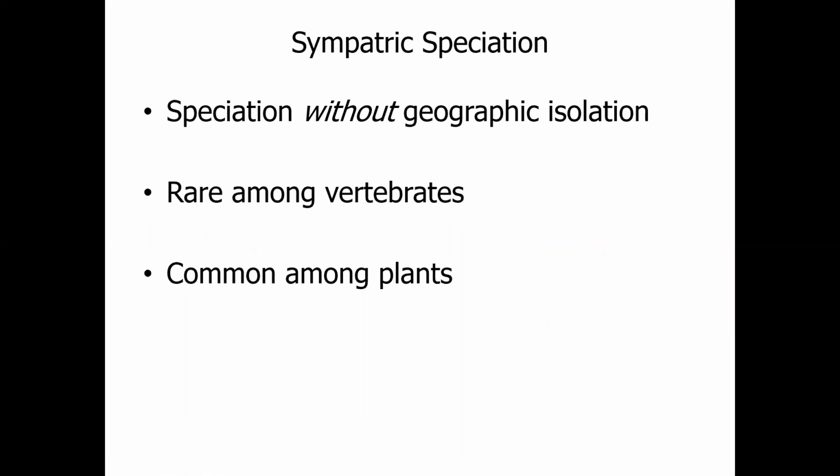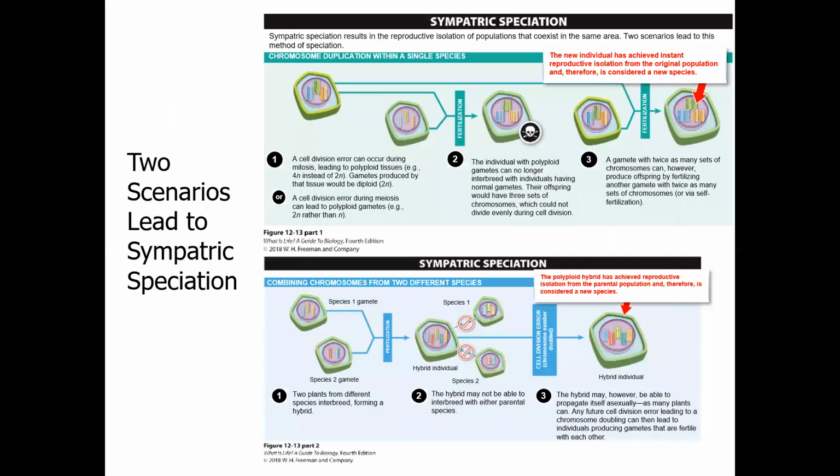Now we have what's called sympatric speciation. Sympatric speciation is when we have speciation without geographic isolation. This is kind of a weird scenario because usually we would think that organisms would need to be physically separated in order to not be able to reproduce. So this doesn't really happen a lot with our vertebrates, like our animals, for example, our ground squirrels. Usually if the same organisms are in the same space, they're going to reproduce, assuming they're the same species. However, this is very common among the plants in the plant kingdom. And this occurs on a genetic level.